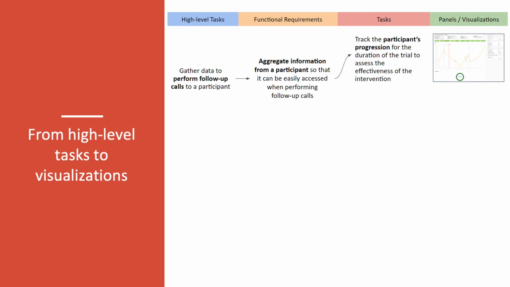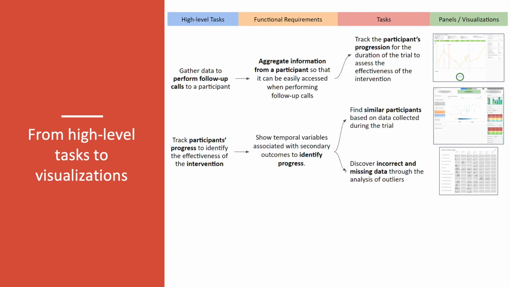We found out 3 high-level tasks during our meetings. The first is gather data to perform follow-up calls. The coach needs to have information about the participant so she can track the participants' progression to assess the effectiveness of the intervention. This data is displayed on the participants' dashboard. The second high-level task is track participants' progress to identify the effectiveness of the intervention.